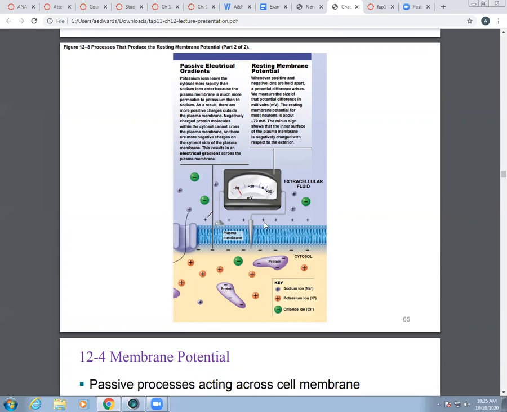We can actually use machines to measure the potential difference. Resting membrane potential is negative 70 millivolts.